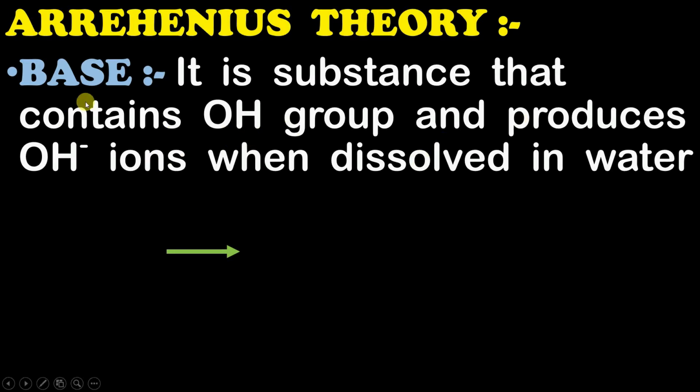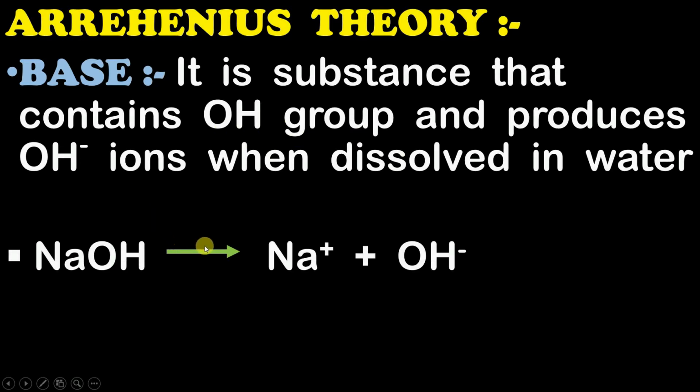Like in the acid, we had a substance which has hydrogen in it. Here in the base, we have a substance that contains OH in it, and after dissociation it will give away OH minus ions. For example, let's consider NaOH, the sodium hydroxide. When you add this sodium hydroxide to water, it is going to get dissociated into Na plus and OH minus ions. Can you see over here, we are getting OH minus ions, and since we are getting OH minus ions, therefore this NaOH becomes your base.